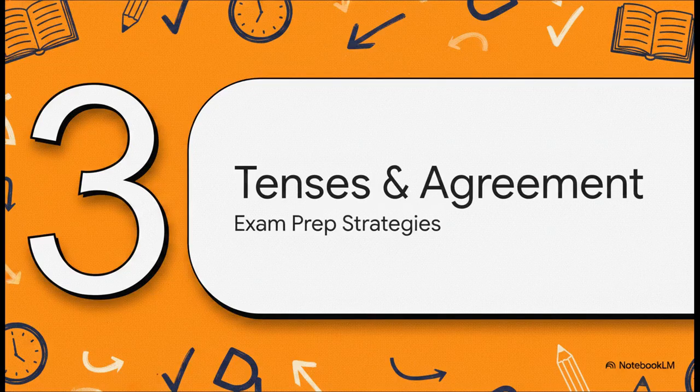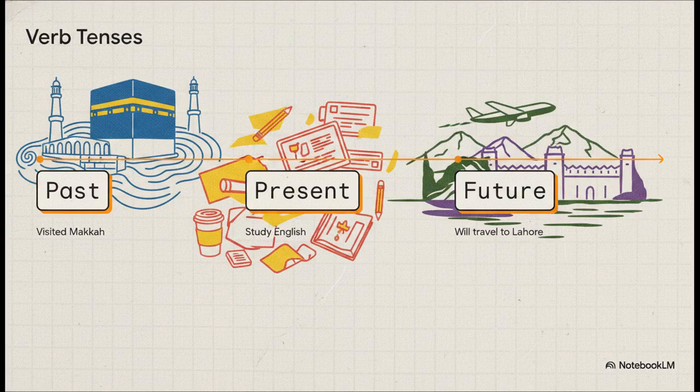Section 3. Tenses and agreement for exams. Okay, let's shift gears slightly into a highly focused exam prep tone. If you've got an assessment coming up, pay close attention. This brilliantly illustrates how we map out time in English. We start over in the past. We visited Makkah. The action is already done.